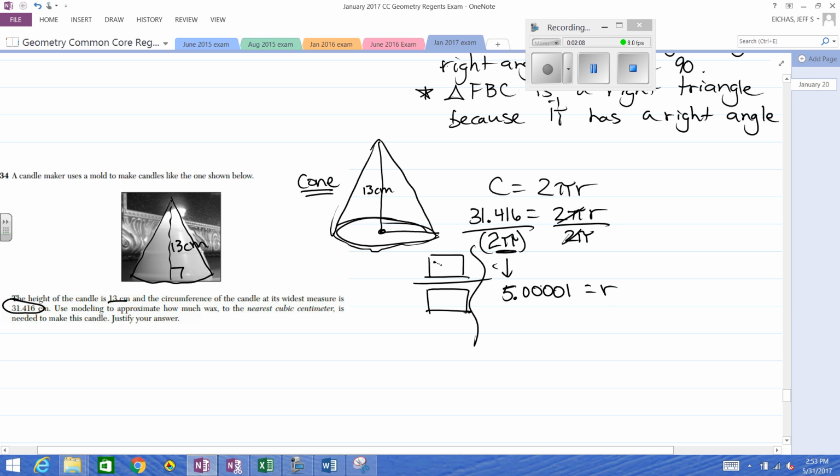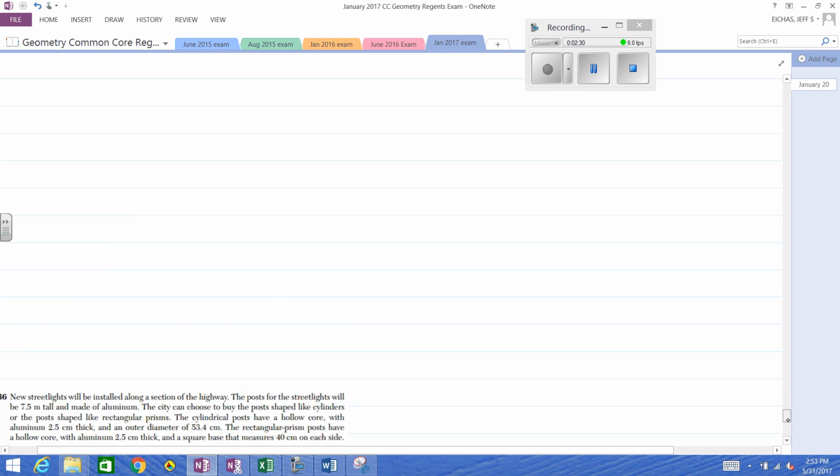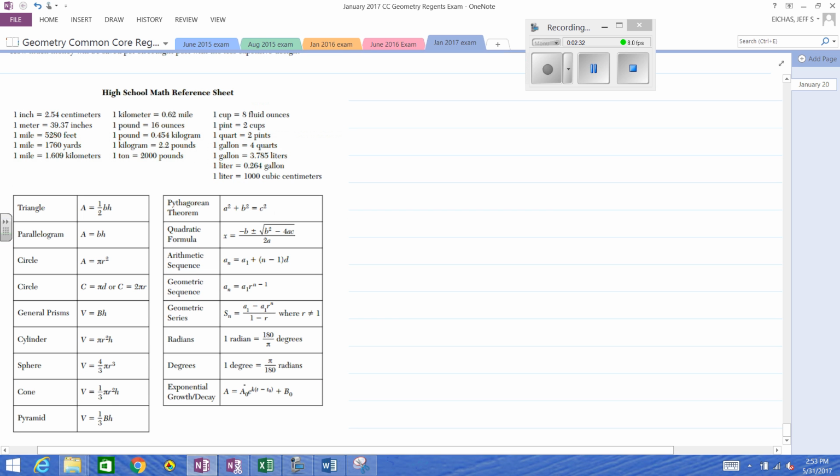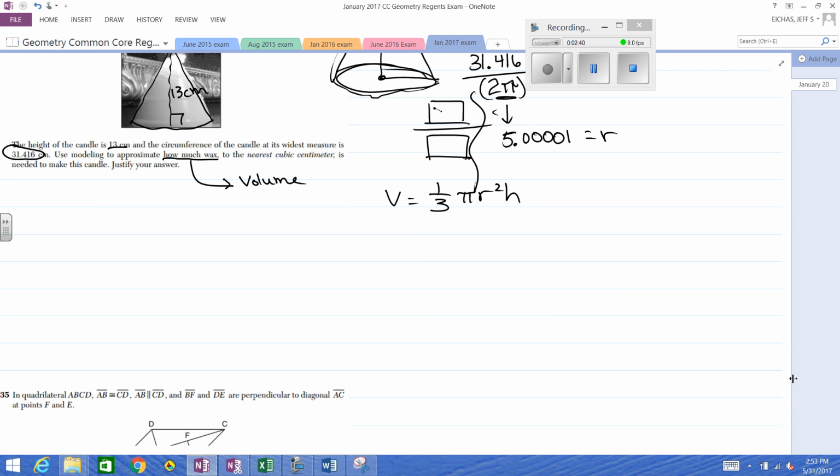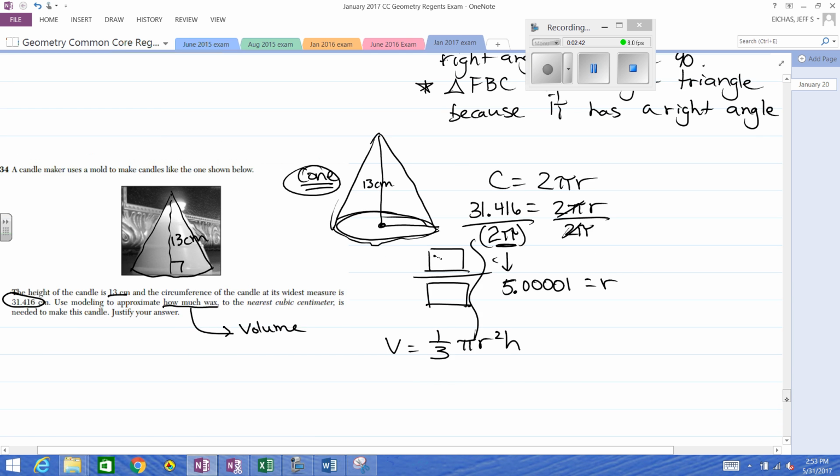All right, so now we've got the radius and how much wax. We have to know how much wax it is going to take to make this, so we have to convert that to understanding its volume. We want the volume of a cone. We've got to choose the correct formula from the reference sheet. The reference sheet is down here. Yeah, volume of a cone. We don't have to memorize that. We just have to look at the reference sheet and know when to use it.